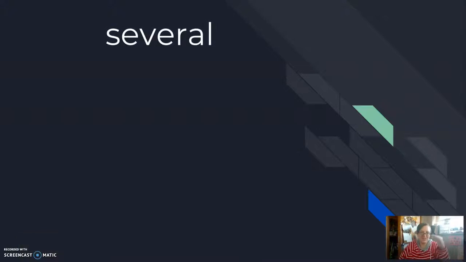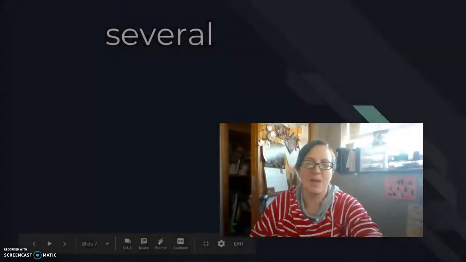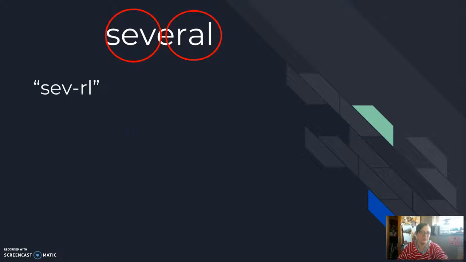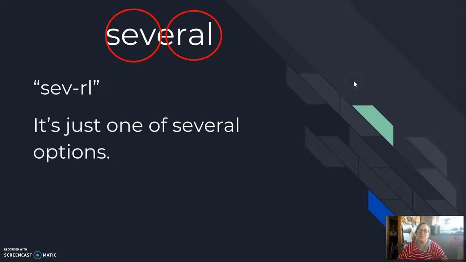Again, as you've seen, with these different words we're going from three syllables, where it looks like it should be three syllables, down into two syllables. A clearer, longer pronunciation, you might hear somebody say several, three pieces. My shortened, reduced pronunciation, I say several. It's just one of several options. Several days ago.